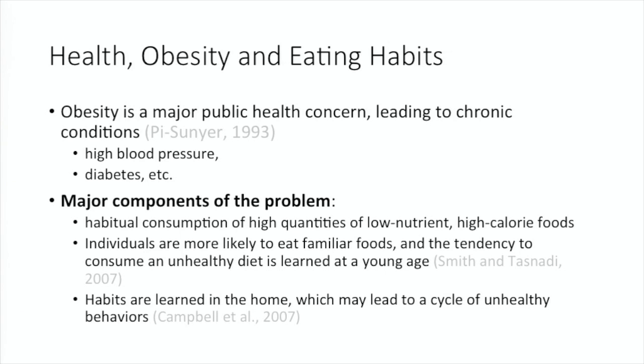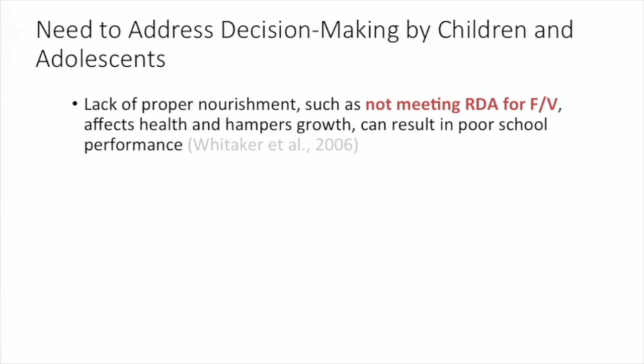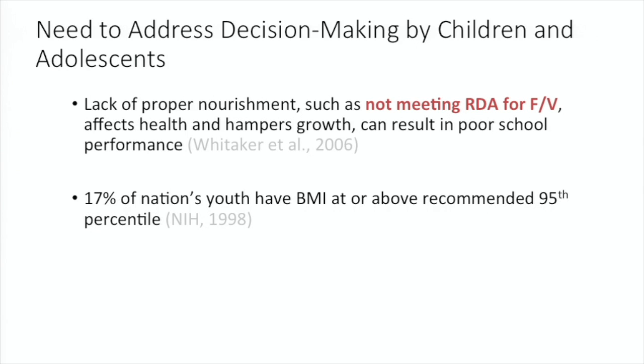Now, these habits are learned in the home, and it's very difficult to intervene in the home, and this can lead to cycles of unhealthy behaviors. So we need to address decision-making about food choice by children and adolescents, also because lack of proper nourishment can affect functioning in school, not only in developing contexts, but also in the US. And in the US, we see that 17% of the nation's youth had BMI that were quite high. This is from 98, it's gone up actually since then. And children from low-income families are at higher risk.